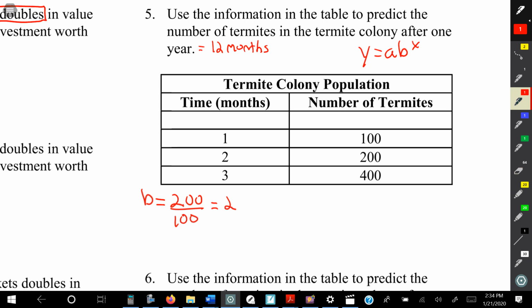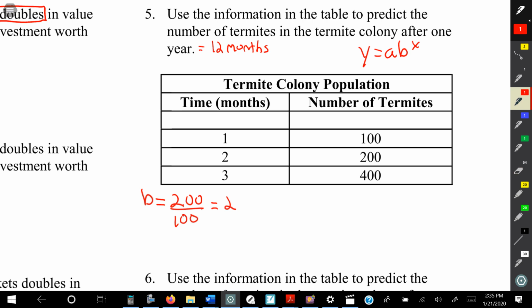So now, similar to what we did in the previous problem, we could find out what's going to be in 12 months by plugging in 12 for our x. But we need to know what a is. We don't know where we begin. So that's what we're going to find out. To do that, we can take this as 2 points. One point being 1 and 100, the other point being 2 and 200. We already got the common difference. We're going to pick one of these points, plug it in here, and solve for a. So let's take the easiest one, which is 1 and 100.